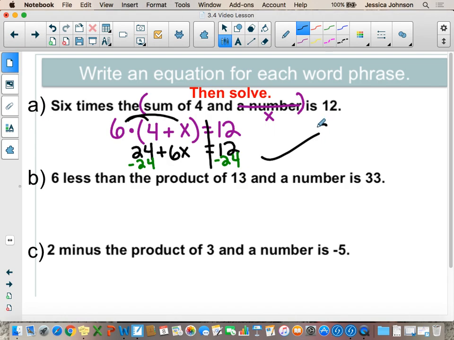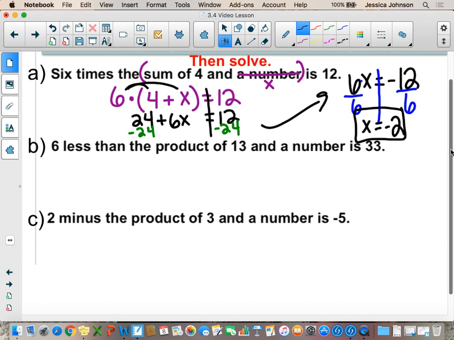I'm going to move over here so I don't run out of room. 6x equals negative 12. Now I get rid of my coefficient. If I'm multiplying or dividing, since it's multiply, I divide both sides by 6. I get x equals negative 2.